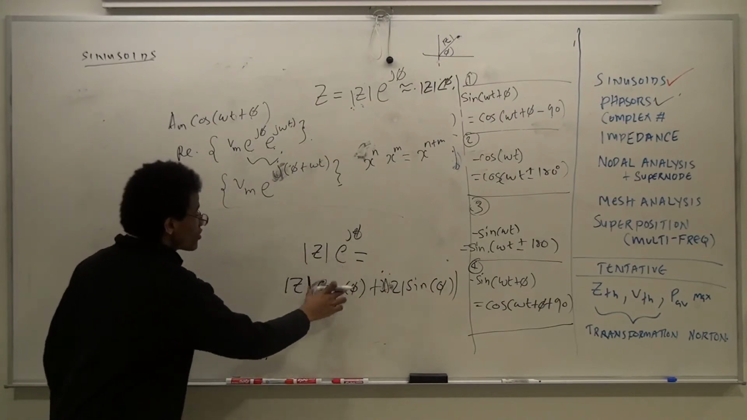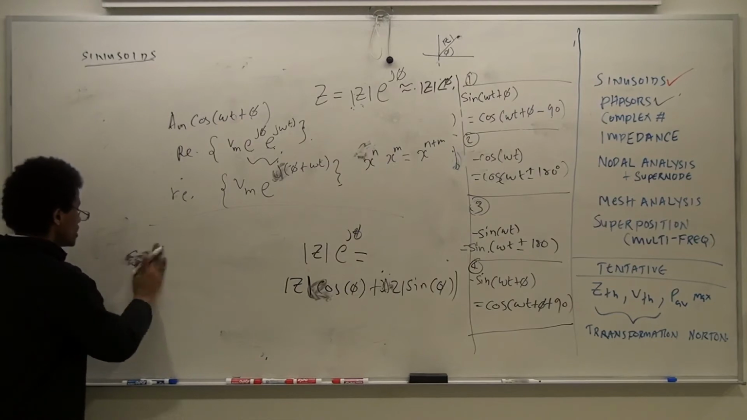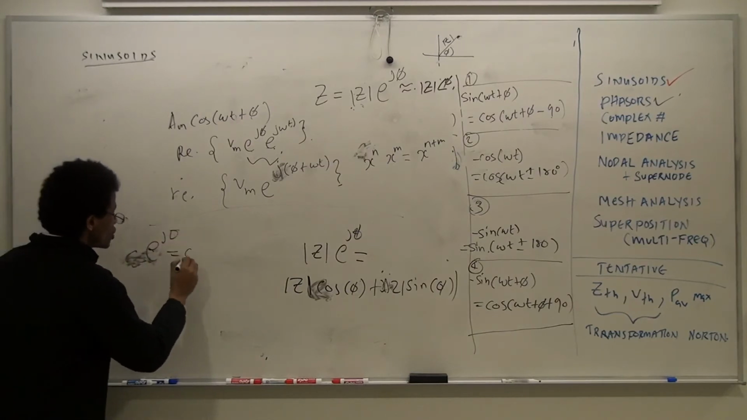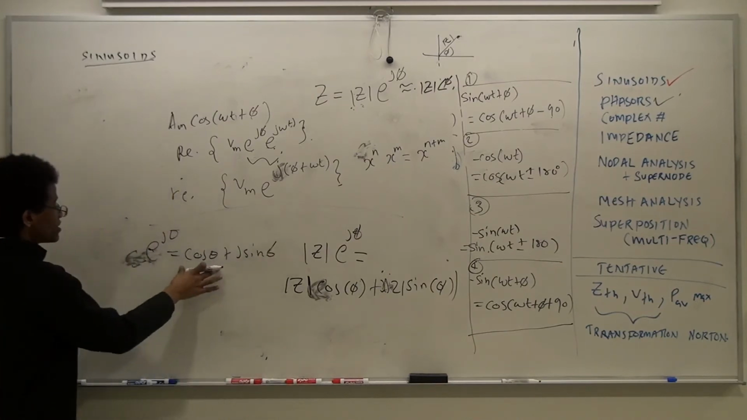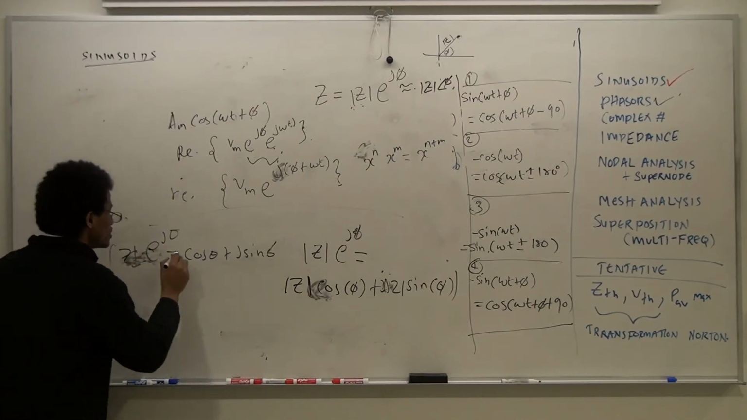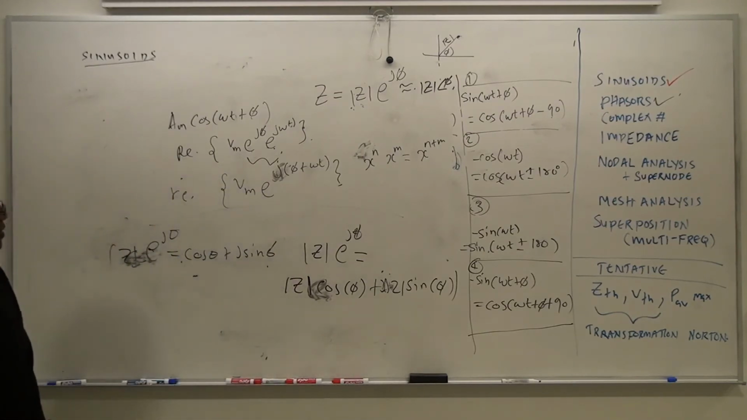And this actually comes from Euler's formula. Remember how we talked about e to the power j theta being equal to cos theta plus j sine theta? How this guy, if you put a modulus in front, multiplies both components. So that's very good that you came up with that.